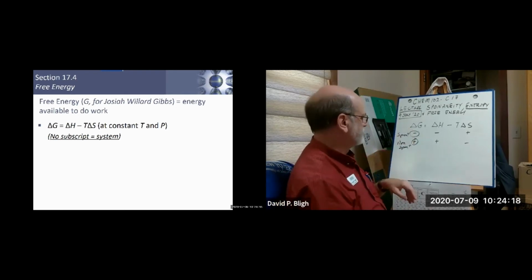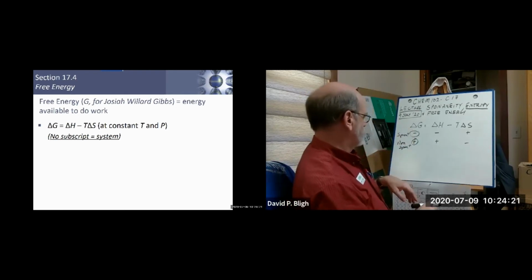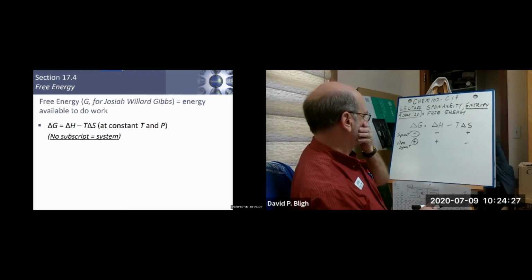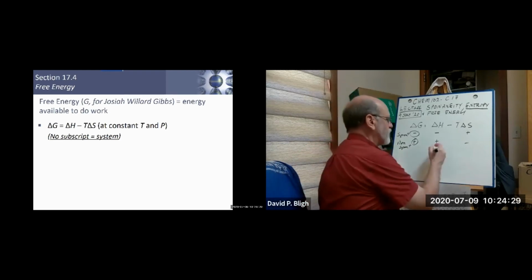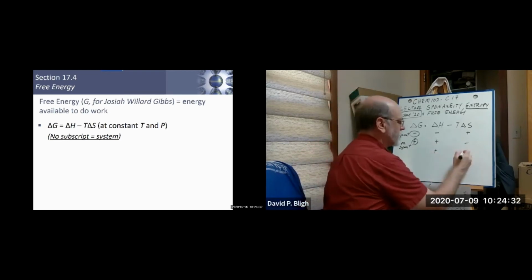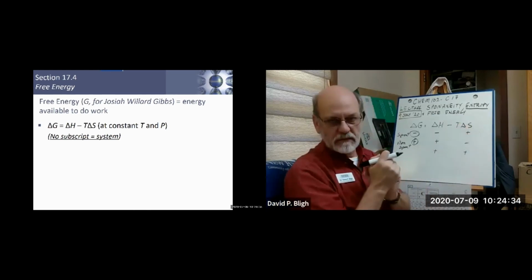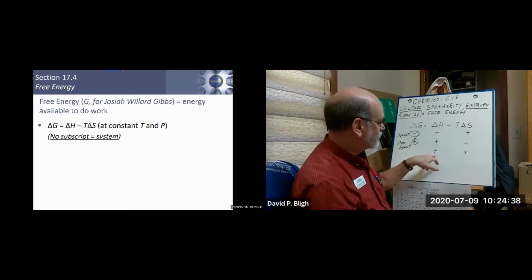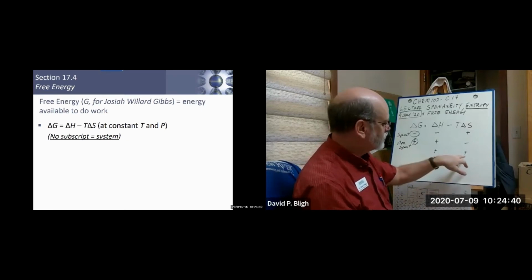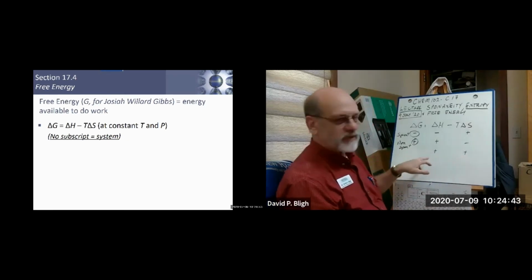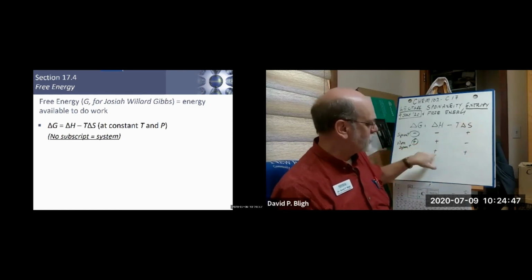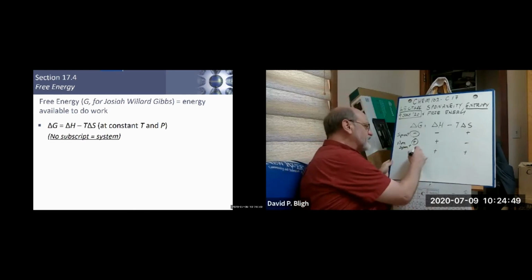Okay? Now, what if both of them are positive, endothermic and increasing entropy? Well, in that case, that would be positive, this would be negative, and it wouldn't be spontaneous unless this term were larger than that term. So there's another conditional.